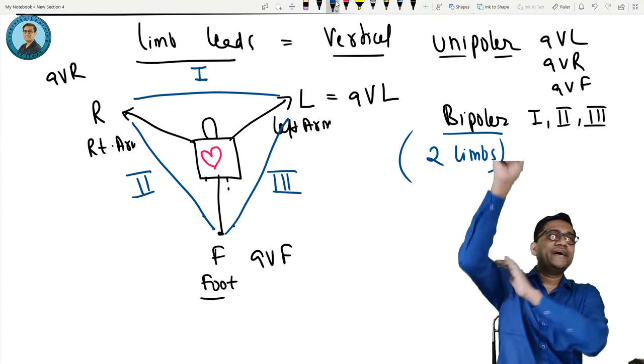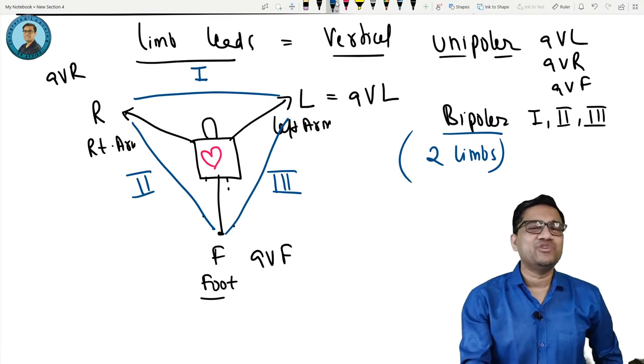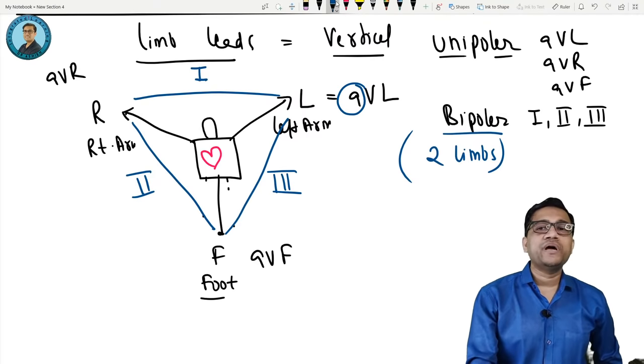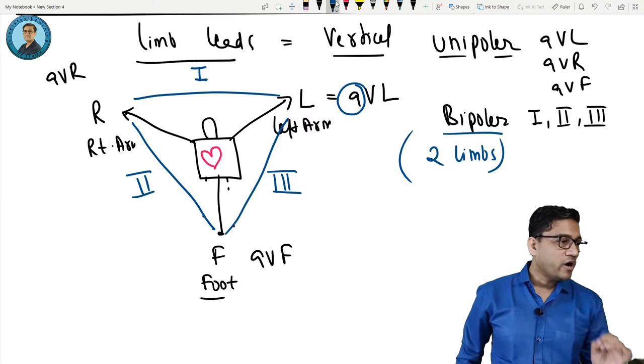So one limb, right hand, left hand is A. You can say A is alone. Remember A is alone. It's actually not alone, it's augmented, but remember it this way: A means alone. And bipolar are 1, 2, 3. Bipolar are 1, 2, 3.